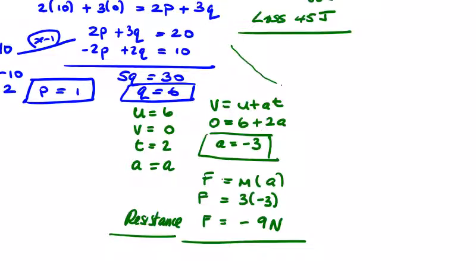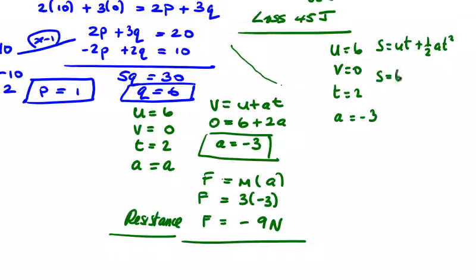Anything else going on here? Well, we're told it went 6 meters. Was it? No, the distance traveled. We could get the distance traveled. If it starts at 6 and it comes to rest in 2 seconds, and the acceleration is minus 3, s is equal to ut plus a half at squared. How far does it travel? s is equal to 6 times 2 plus a half times minus 3 times 2 squared, which is 4. So the distance traveled is going to be 12, and it's going to be minus 6. So the distance traveled is 6 meters.